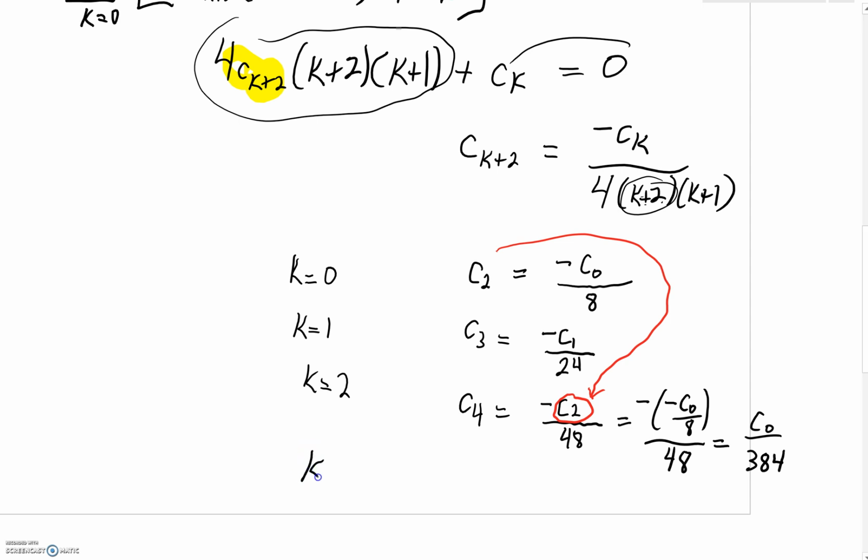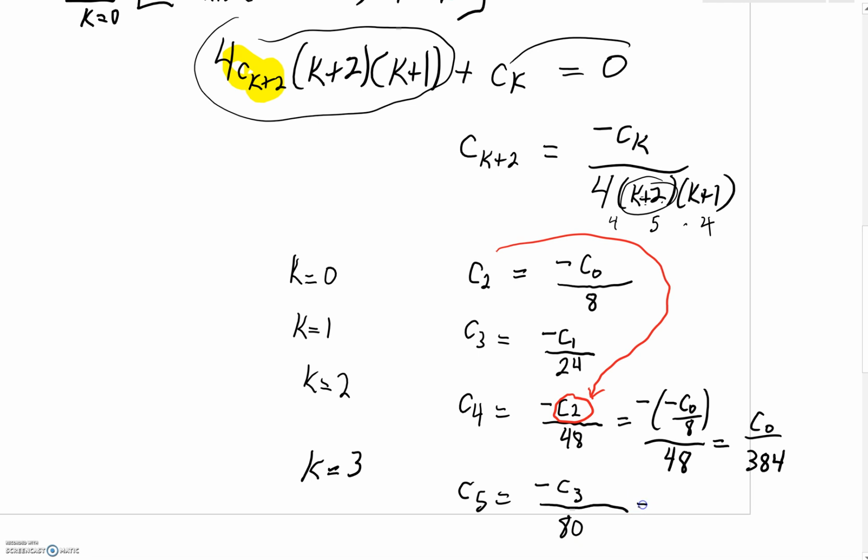All right, so let's maybe do one more step here, k equals 3. And by the way, you could go as far as you want. K equals 3, we're going to have c sub 5. That means we'll have a negative c sub 3. And down below, these numbers are going to get a little bit bigger. Remember, we'll have a 3. 3 plus 2 becomes a 5. 3 plus 1 is a 4. And 4 times 5 is 20. 20 times 4 is 80.